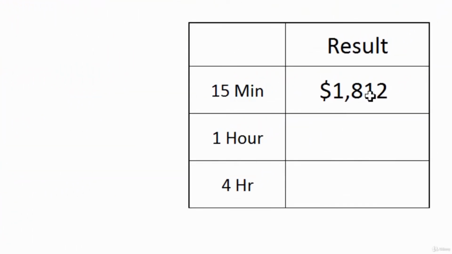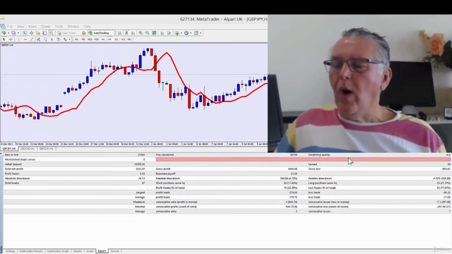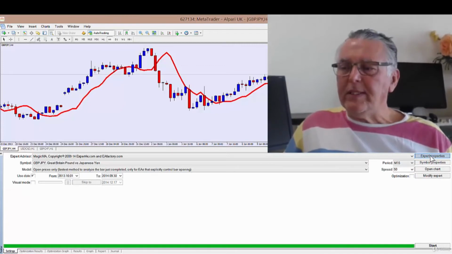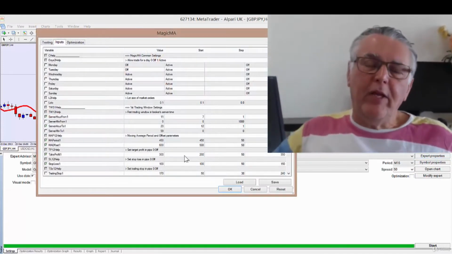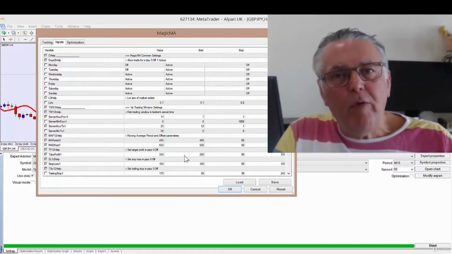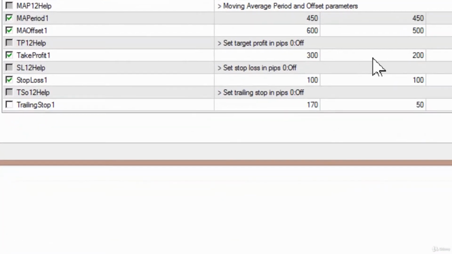So we've got the 15-minute result. We're going to do a 1-hour result and a 4-hour result. So let's move on to the 1-hour result. In order to do that, we can basically run with the same settings, except that we have to adjust the moving average period and the moving average offset for the change in time frame. So if one moves from a 15-minute to a 1-hour time frame, what you have to do is divide the settings by 4.